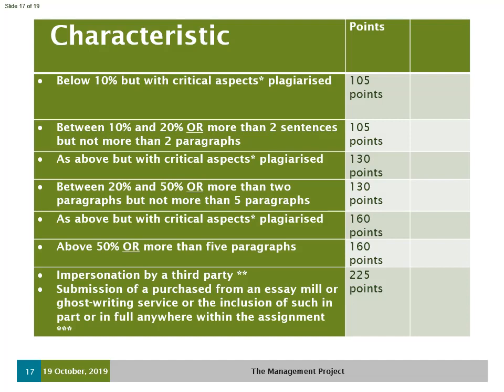And just to add that these are the requirements that we look for, and plagiarism is basically considered as being anything which has been cut and pasted of more than 2 sentences. It is a point system that we use when we investigate academic integrity, and the penalty that is applied will be in direct relation to the extent to which the plagiarism is detected. So obviously here, below 10% with critical aspects gets 105, and the maximum penalty at the bottom is impersonation by a third party, submission of a purchase from an essay mill or ghostwriting service. Please, please, please be aware of plagiarism and make sure that your management project is written entirely in your own words. If not, we have the software, it will find out and we will investigate.